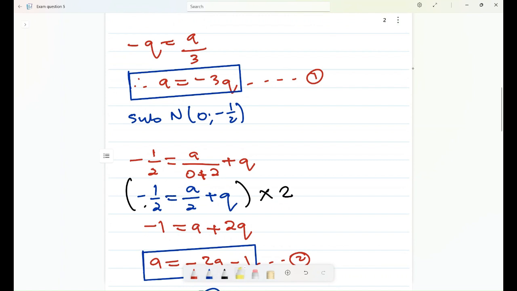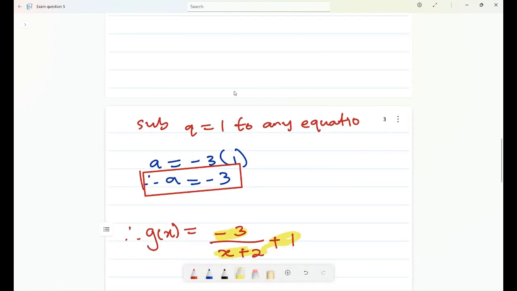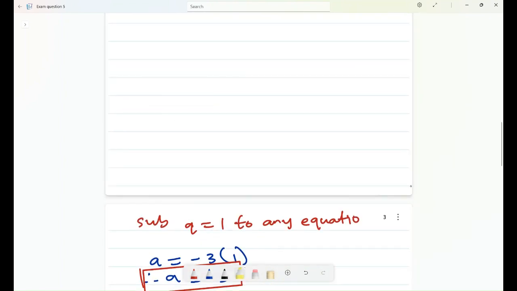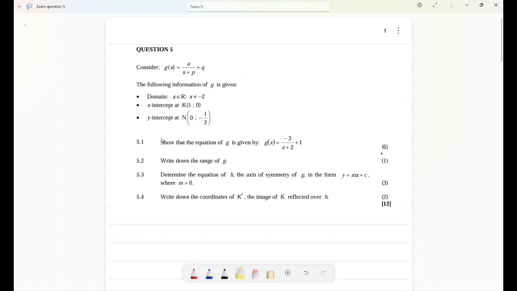Let me clear page. All right. Also here clear page. All right, good. Now we have answered this one. 6 marks. I worked a lot, but I believe you are following, and I strongly believe you are following. Now they say write down the range of g. The range of g. Now remember, I said for hyperbola.